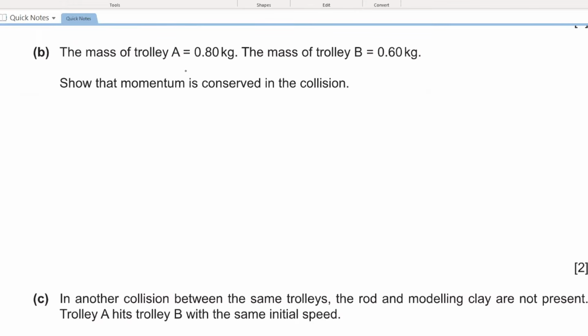The mass of trolley A is this. The mass of trolley B is this. Show that the momentum is conserved in the collision. Beta, how can we show that momentum is conserved? We can calculate the total momentum before collision and the total momentum after collision. If both of them are equal, then the momentum is conserved.